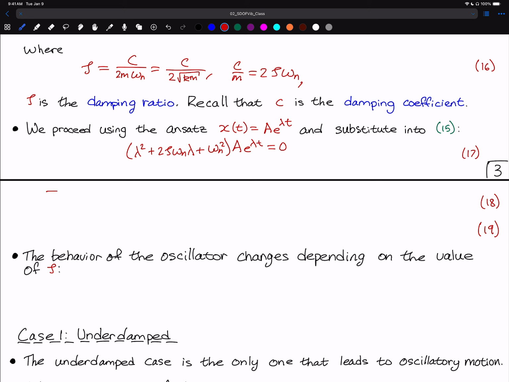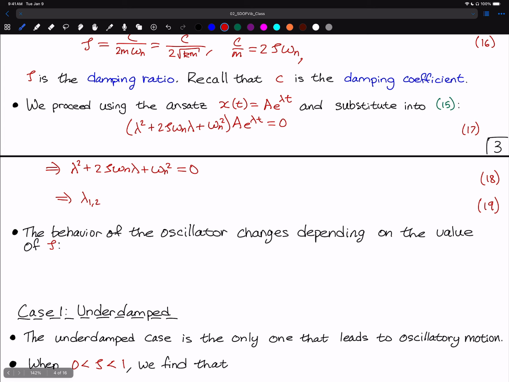And as a result, we will then consider only the solutions where lambda squared plus 2 zeta omega n lambda plus omega n squared is equal to 0. This is just a quadratic equation in lambda. We can use the quadratic formula to then find our two solutions for lambda. We'll get lambda 1 and 2 are equal to minus zeta omega n plus or minus omega n times the square root of zeta squared minus 1. So those are our two solutions for lambda here.